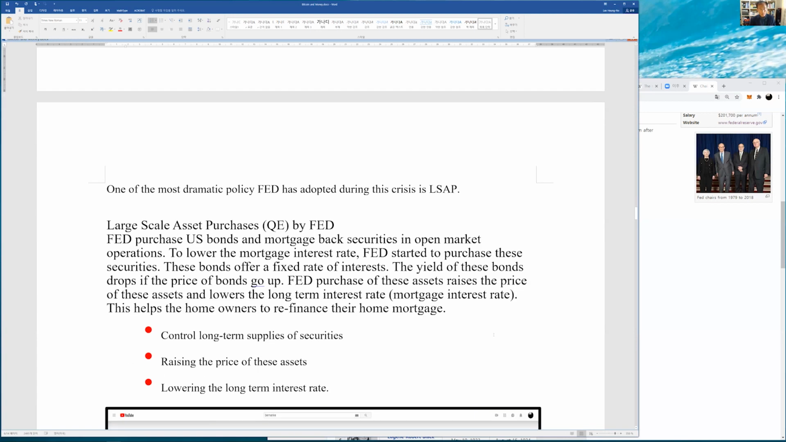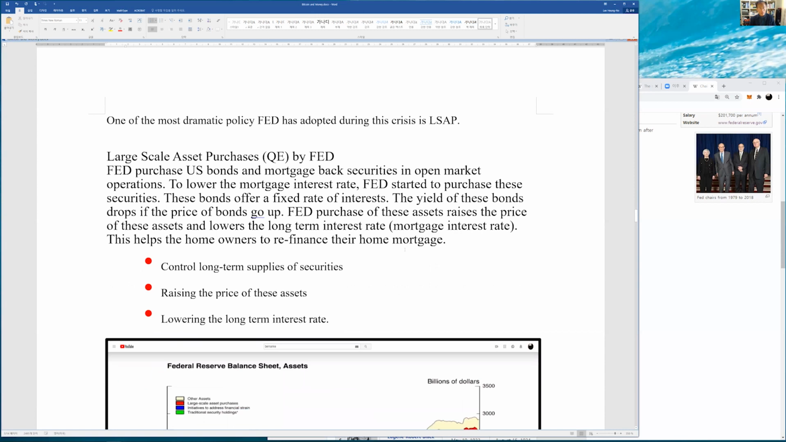And we want to pay attention to the policy tools the Fed used during the financial crisis. I don't have the time for all the tools, but one of the most dramatic tools that the Fed utilized during the crisis is called LSAP. LSAP is large-scale asset purchases, what is usually called quantitative easing by the Fed.